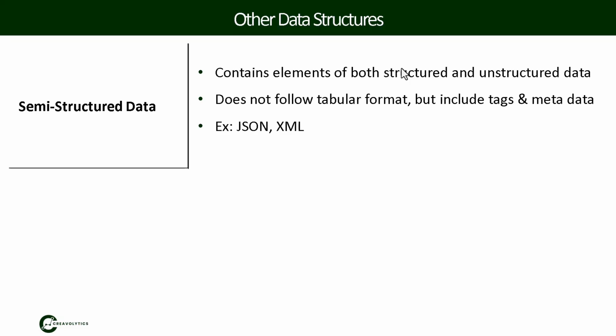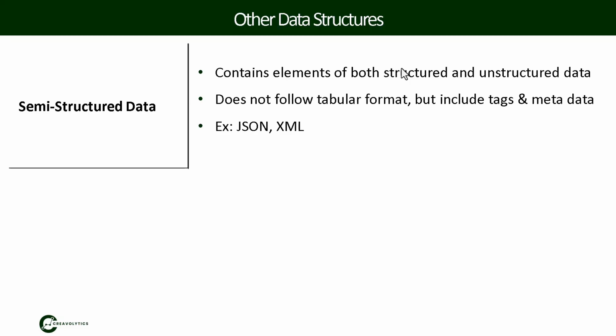Semi-structured data contains elements of both structured and unstructured data. They do not follow the strict tabular structure of spreadsheets, but it includes additional information that helps organize and describe the data. But the most important characteristic of semi-structured data is that they often include tags and metadata. So what is metadata? Metadata simply means data about data, or data that describes other data.